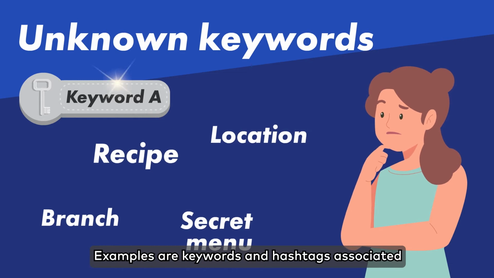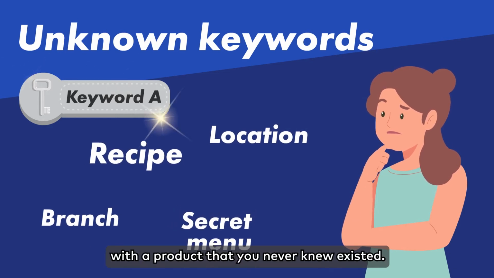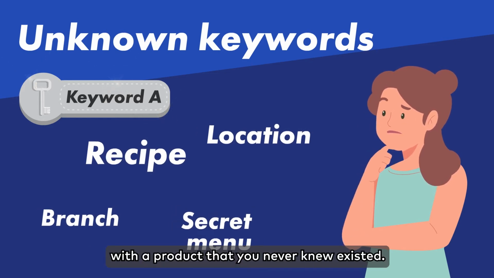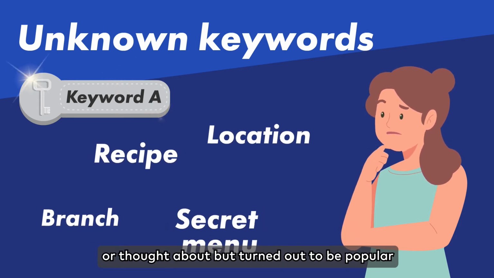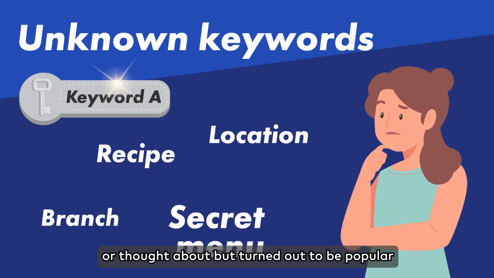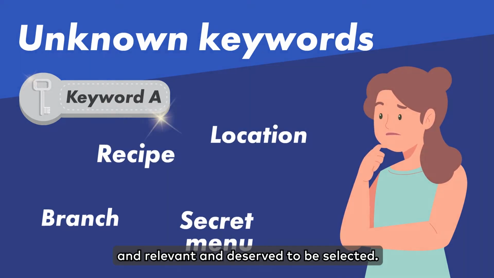The second group is called unknown keywords, which are primarily related concepts you have never realized before. Examples are keywords and hashtags associated with a product that you never knew existed. These are keywords you may never have heard of or thought about, but turned out to be popular and relevant and deserved to be selected.